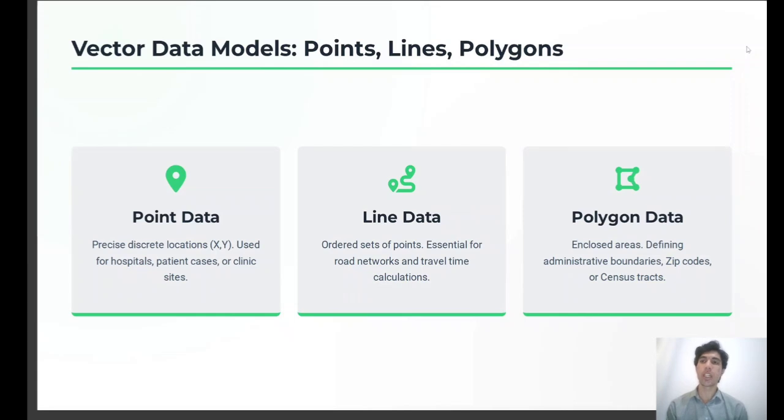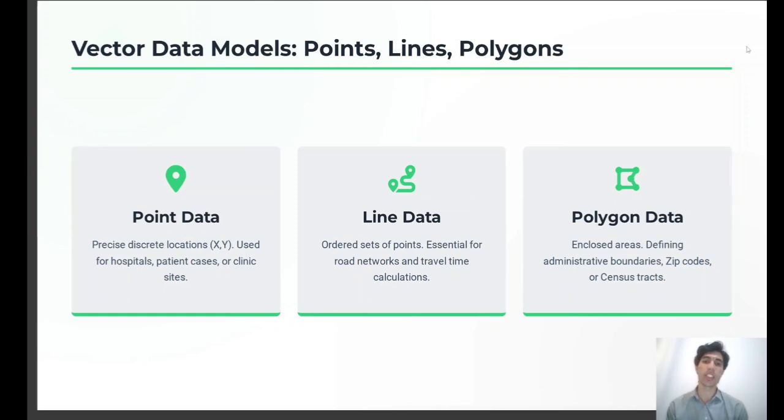We use three types of vector data models, mainly points, lines, and polygons. So point data, as the name suggests, is basically an XY coordinate on a discrete location, and it's used for things like hospitals, patient cases, or clinical sites. So these are points that are shown on a map using XY coordinates of those locations.